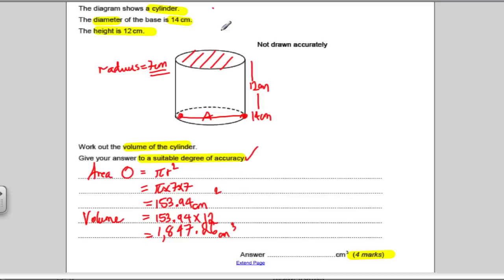For a suitable degree of accuracy, what I would say is it gives us the lengths to 2 significant figures, so there would be no harm in giving the answer back to 2 significant figures. So you put a line after your second significant figure, and therefore rounded to the nearest 100, this would be 1,800 centimeters cubed. That would have you 2 significant figures. I would just tell the examiner 2 significant figures.